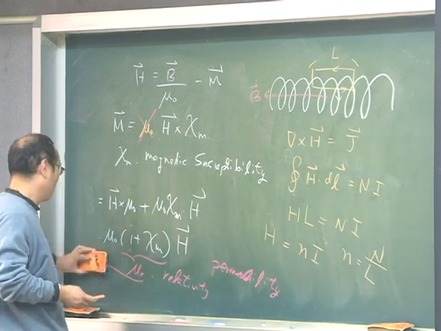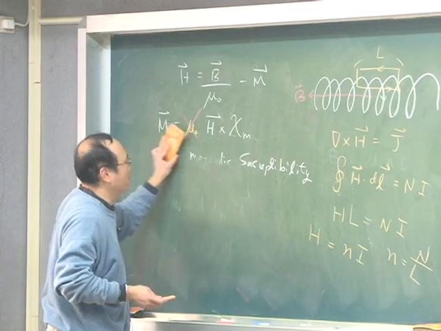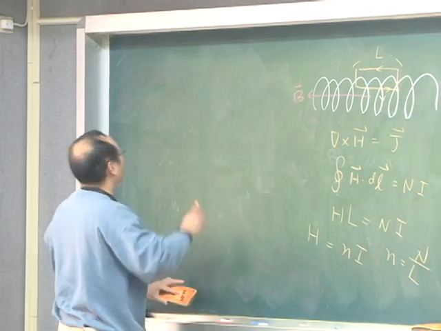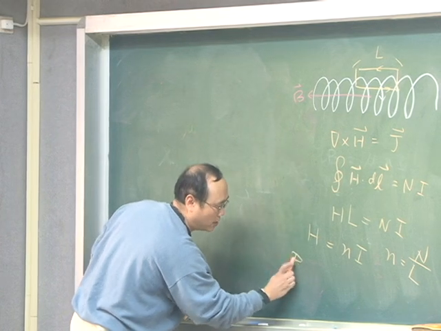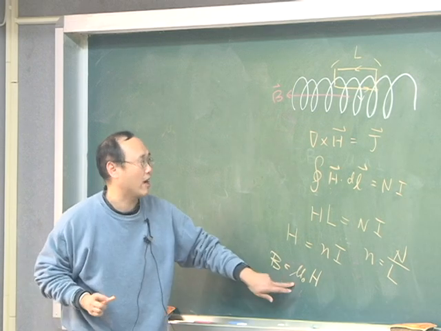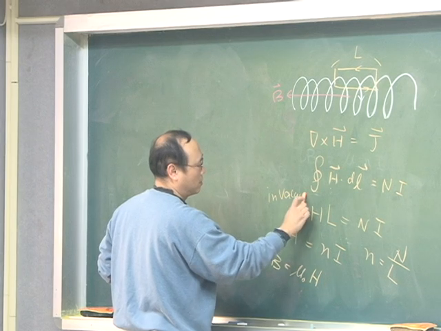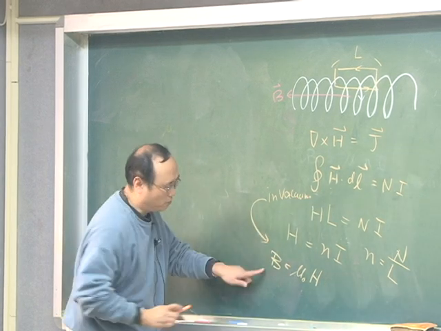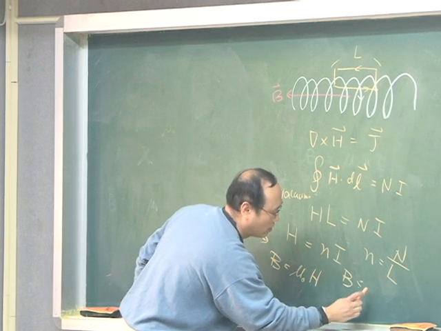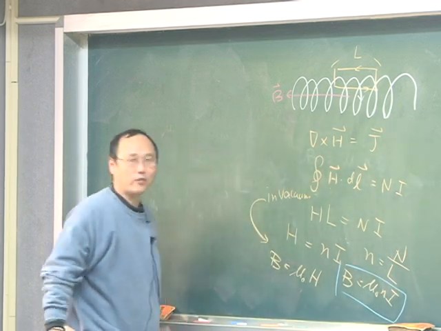So once you have this H, you are interested in knowing the magnetic flux density B. You can convert this H to B by doing this multiplication, because this is in a vacuum. Suppose this is in vacuum. Okay, so your B can be calculated from this. So finally you have the answer B equal to mu naught n I. You have your answer in vacuum.